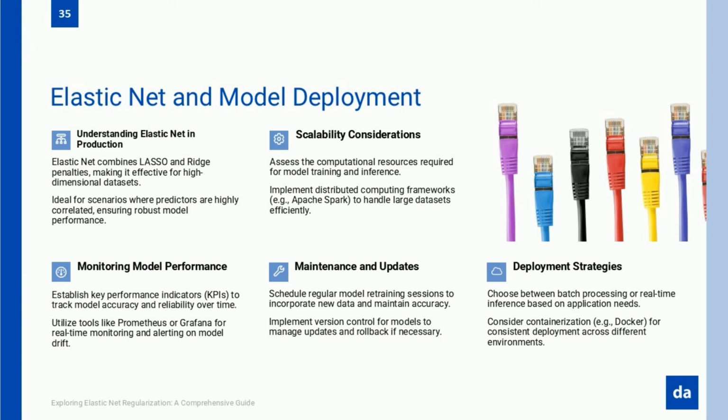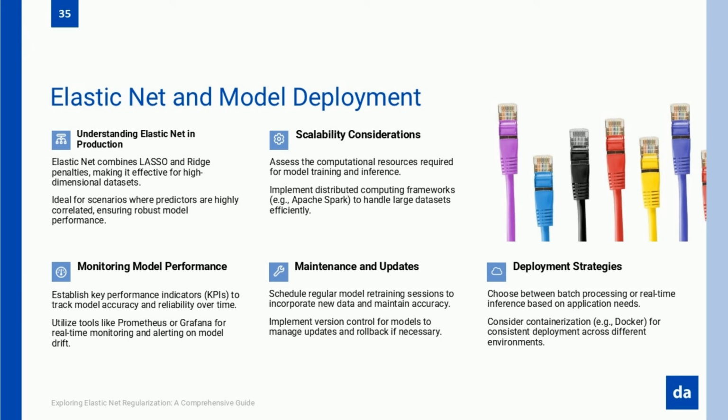We also need a fallback strategy. What happens if the model suddenly produces unreliable predictions? Many production systems include a rule-based backup system or an older, more stable version of the model that can be used if needed. Deployment isn't just about putting a model into production, it's about keeping it accurate, reliable, and scalable. With the right infrastructure, Elastic Net models can continuously provide real-world value.